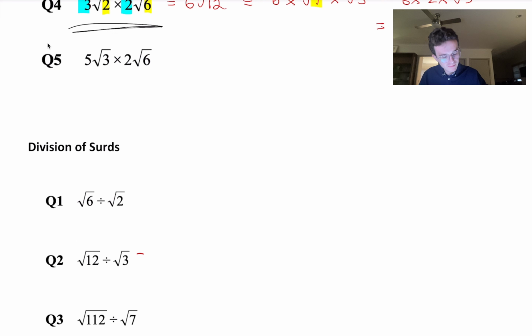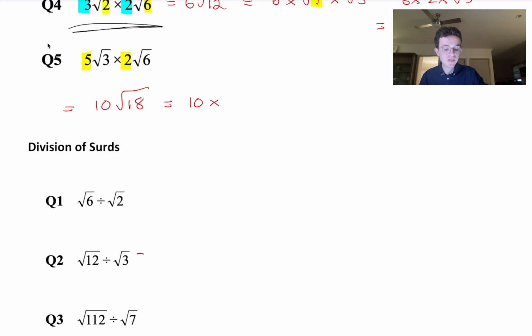Right, number 5. Again, we're going to multiply the numbers outside the square root. 5 times 2 is 10. 6 times 3 is 18. Again, when we're doing these surds questions, we have to ask ourselves, is the square root of 18 fully simplified? In fact, it's not, because 9 goes into 18.